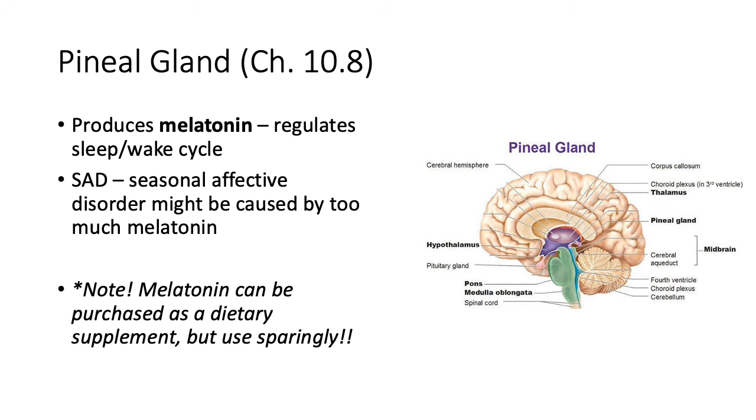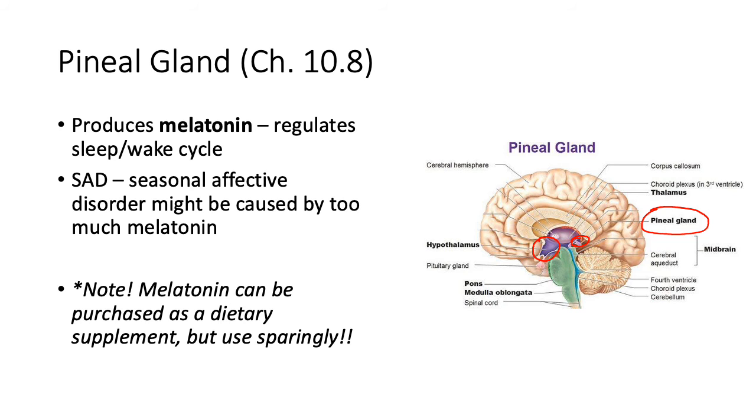And then the pineal gland, our last gland of the endocrine system, is all the way back up in the brain. Again, the hypothalamus is here, the region colored dark purple, and the pineal gland sits right behind that. The pineal gland is a really small gland, and it produces melatonin. Melatonin is responsible for regulating our sleep-wake cycle.